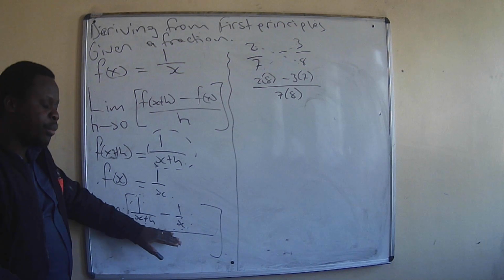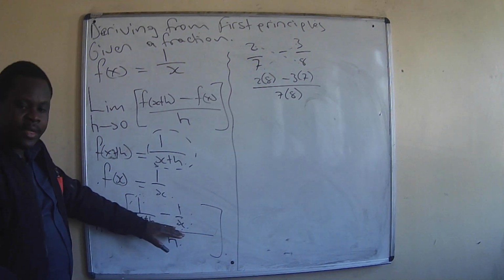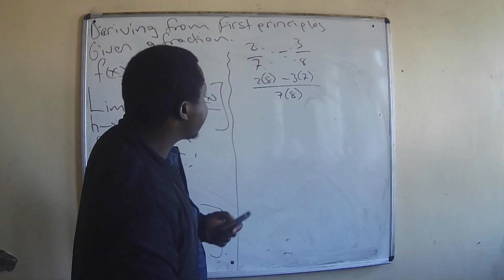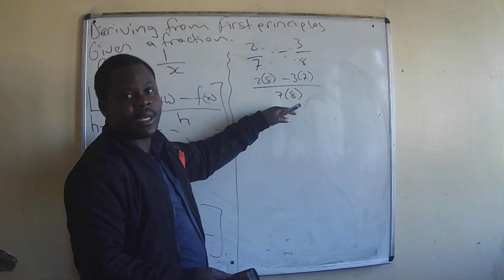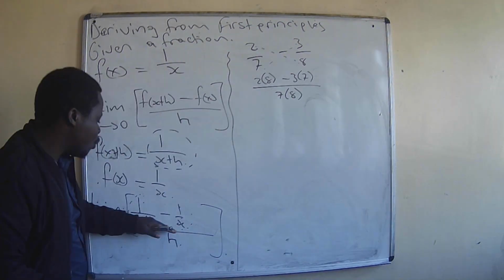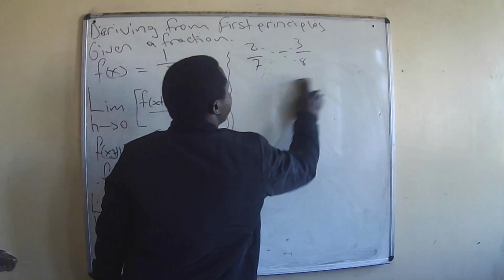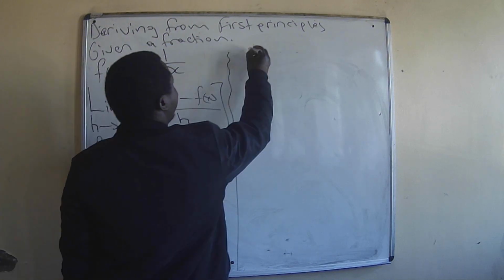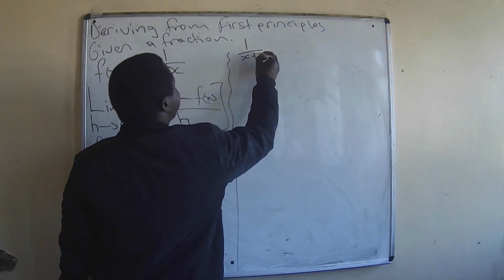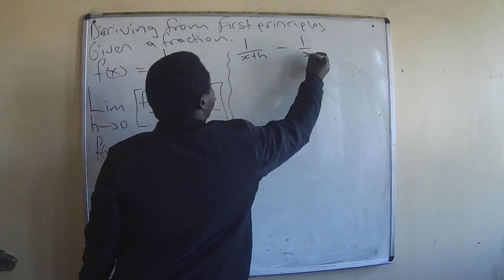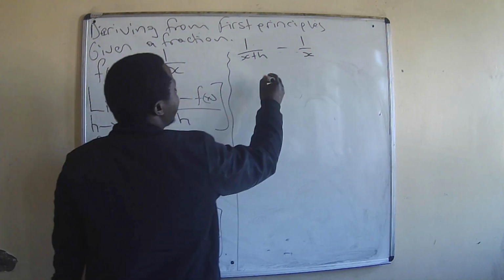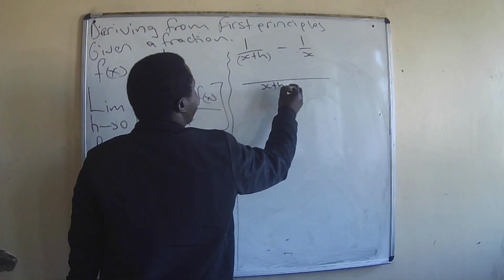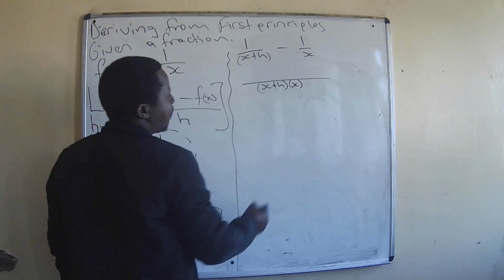For now, let's ignore this h a little bit and simplify the numerator. Just as you have seen how we did this, we want to do it on these two fractions. Let us wrap this so that we can use this space. We are going to solve 1 over x plus h, subtract 1 over x. In the same fashion, we have our common denominator: we multiply x plus h by x.